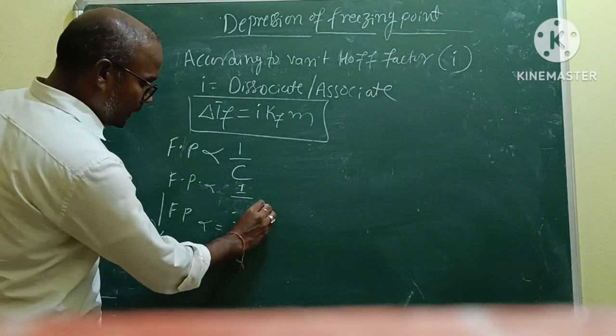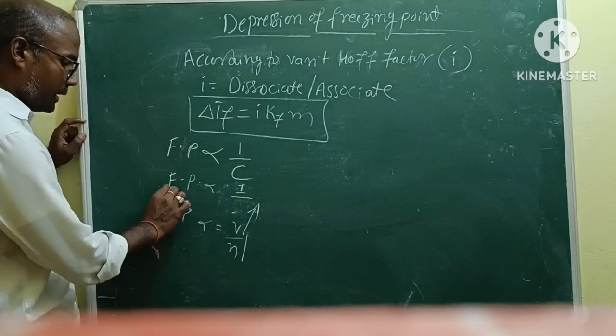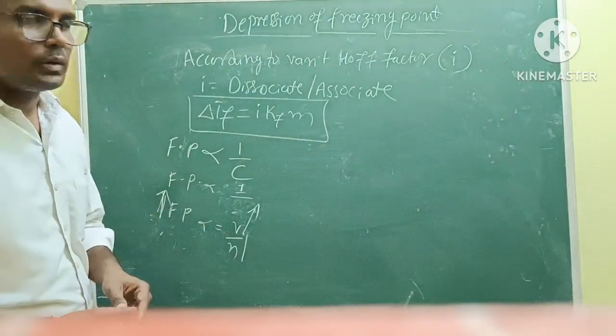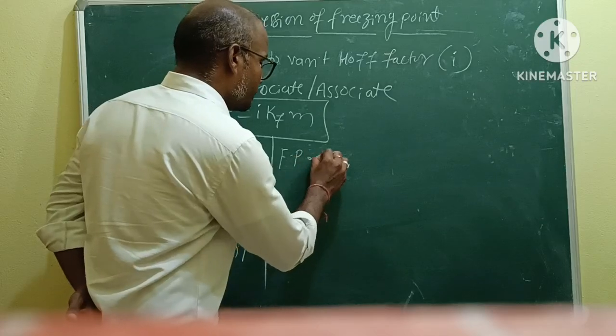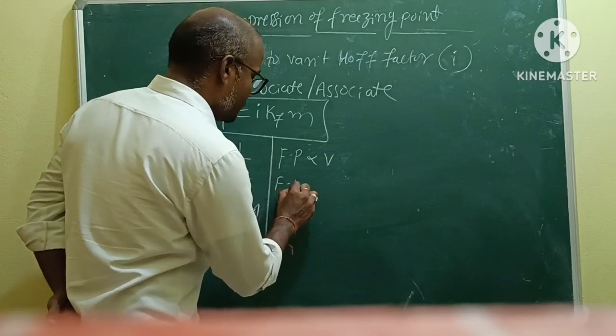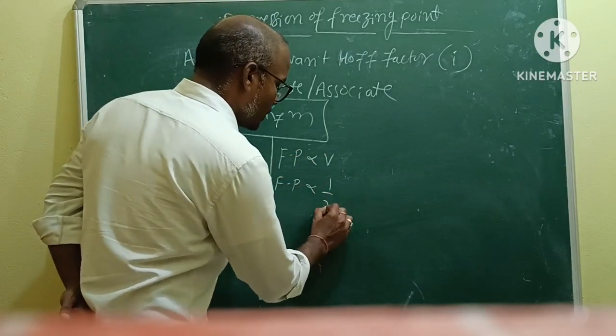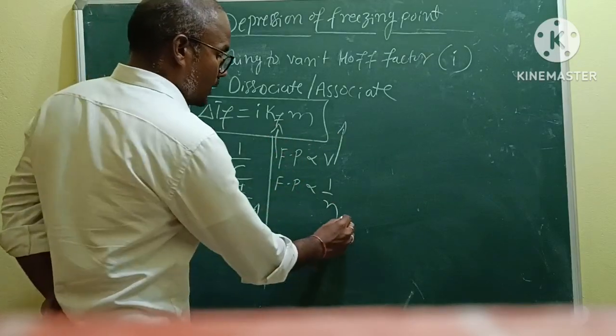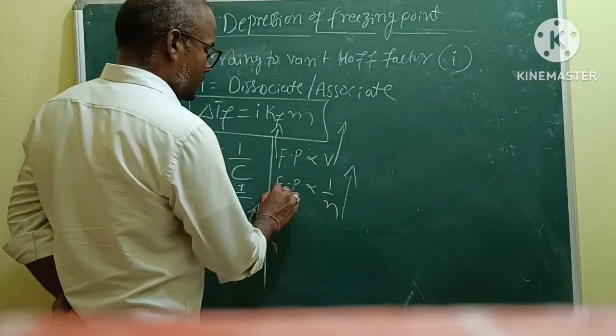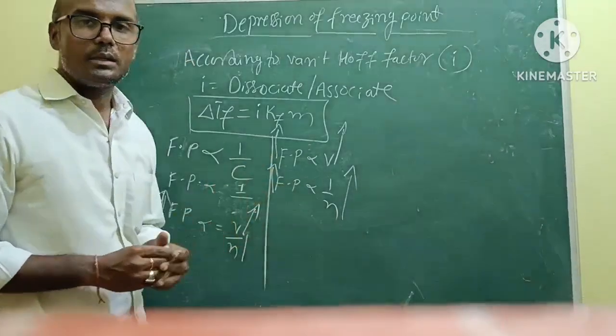If volume increases, freezing point also increases. So here the freezing point is directly proportional to volume, and inversely proportional to the number of moles. Volume increases, freezing point of the solution increases. Number of moles increases, freezing point decreases.